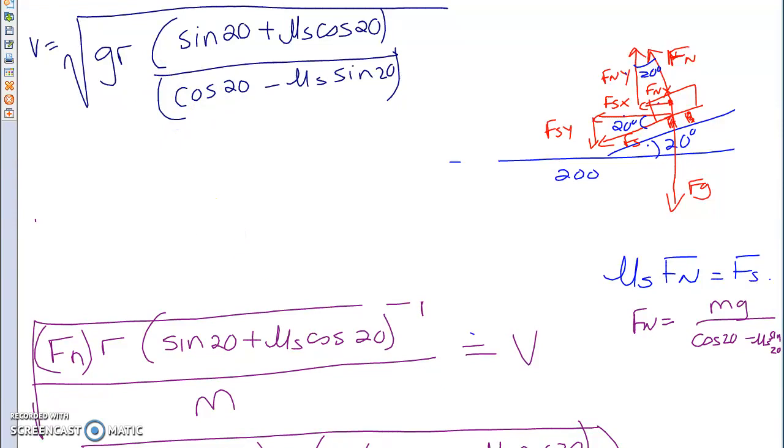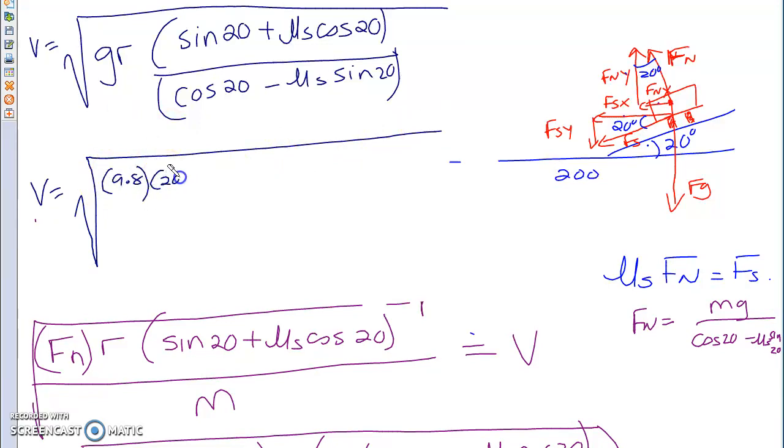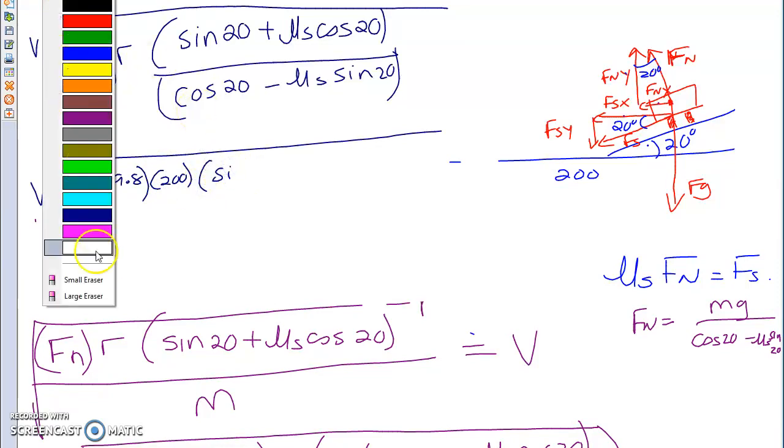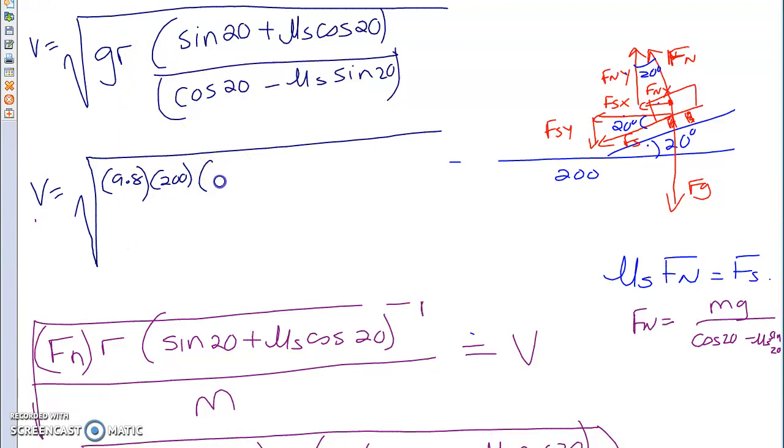Okay, so what we did was m and m cancel out. So I've got this over that. And that g right here multiplied by r. This is basically what we did. We've simplified it. Now we can plug in our values. So g, 9.8 times 200. Okay. Sine of 20. What is sine of 20? Can somebody do that for me, please?